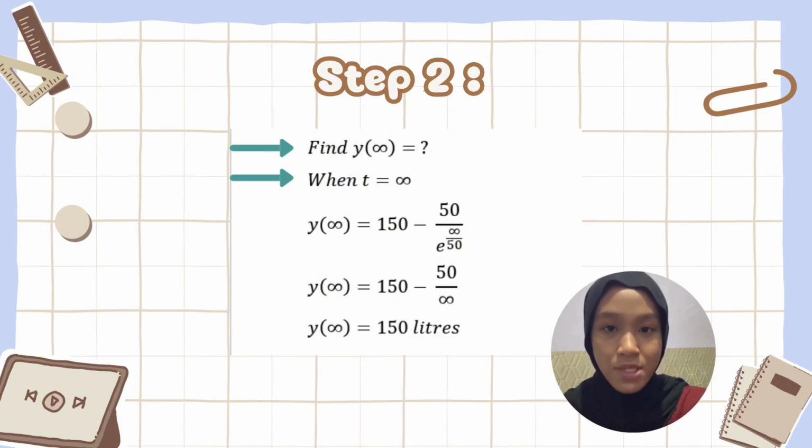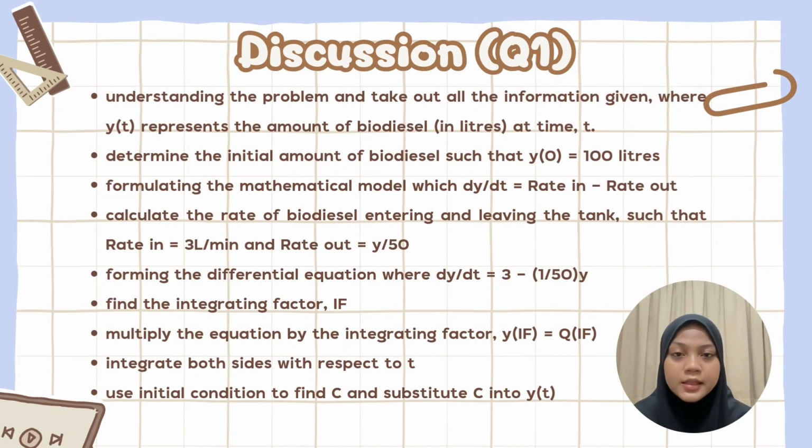Moving forward to the last problem statement, when the question requires us to find the long-term substance, we just need to substitute t with infinity, resulting in y equal to 150 minus 50 over e to the power infinity. Since any number divided by infinity becomes 0, we will get an equation of y equal to 150 liters. Basically, this is the overall discussion for question 1.